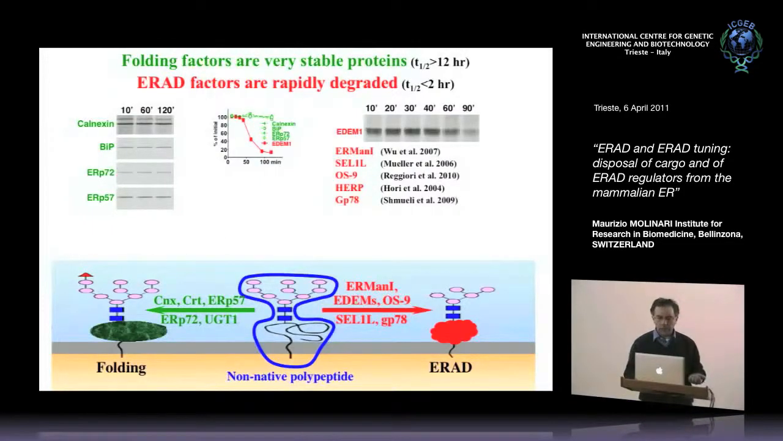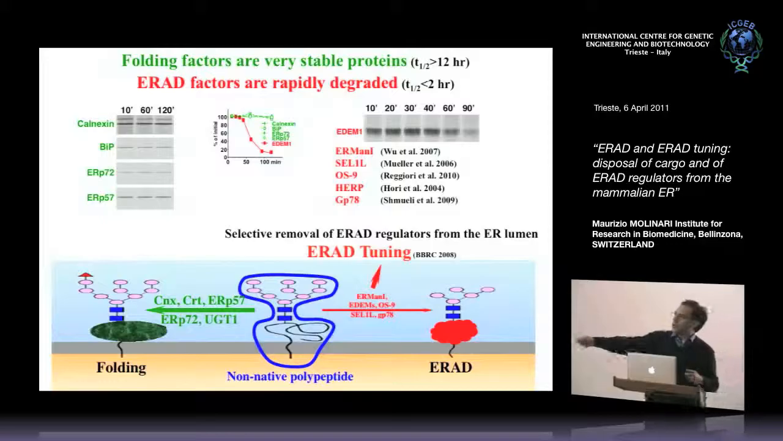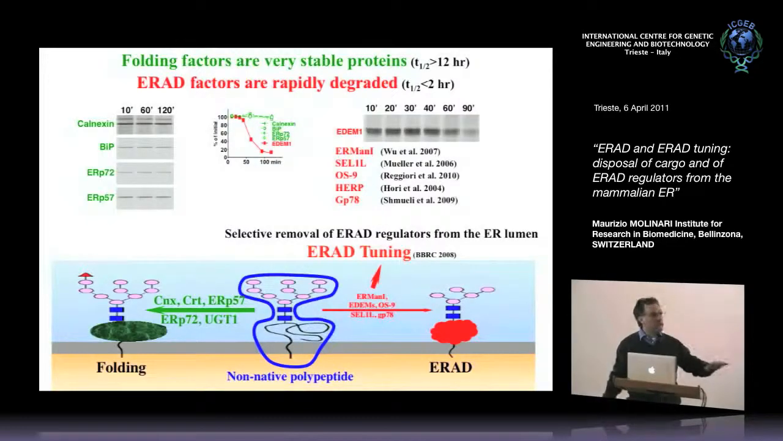So out of this, we made a kind of model saying, maybe this is what happens at steady state in cells. Normally, if there is no problem, the protein that enters into the endoplasmic reticulum should be folded correctly and transported to the surface. So at steady state, you have a high concentration of these very stable proteins that assist maturation of the newly synthesized polypeptides. And then you are trying to get rid of these potentially dangerous factors by eliminating them fast.